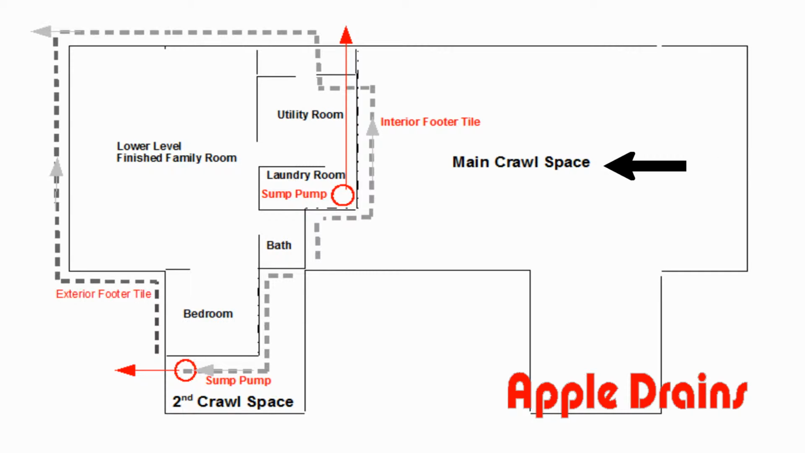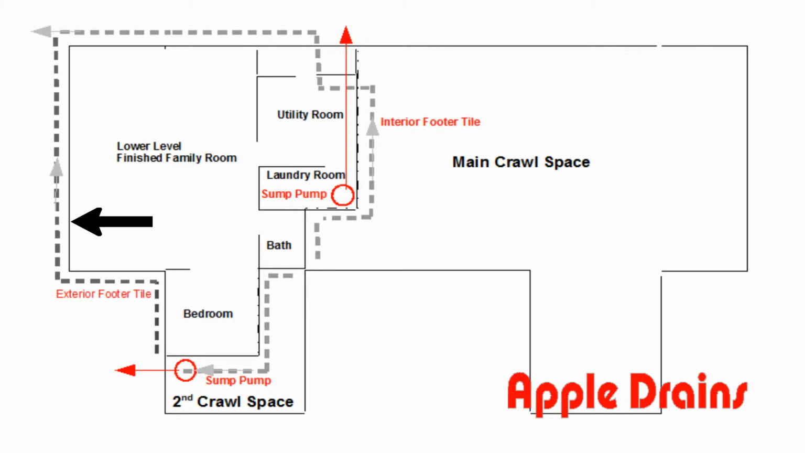The first thing we find there are two crawl spaces in this home, a main crawl space and a second crawl space. Both of these crawl spaces already have existing footer tile, as you can see from our drawing, and a sump pump with discharge to remove the water. We also discover there are exterior footer tiles along the outside of the basement wall.